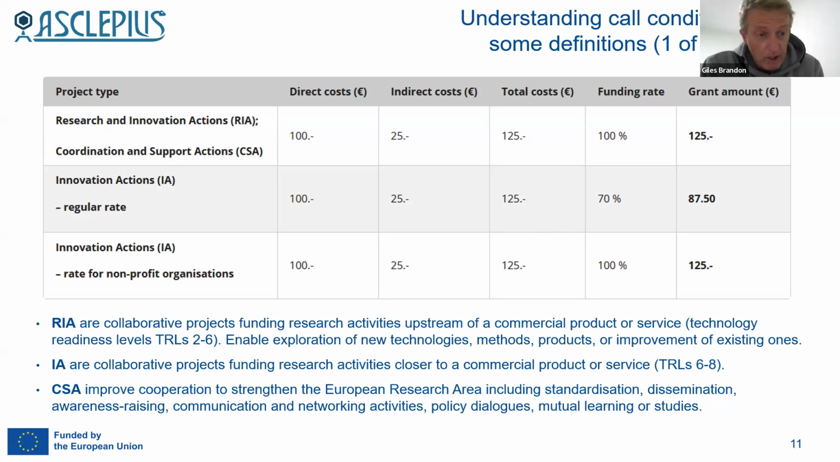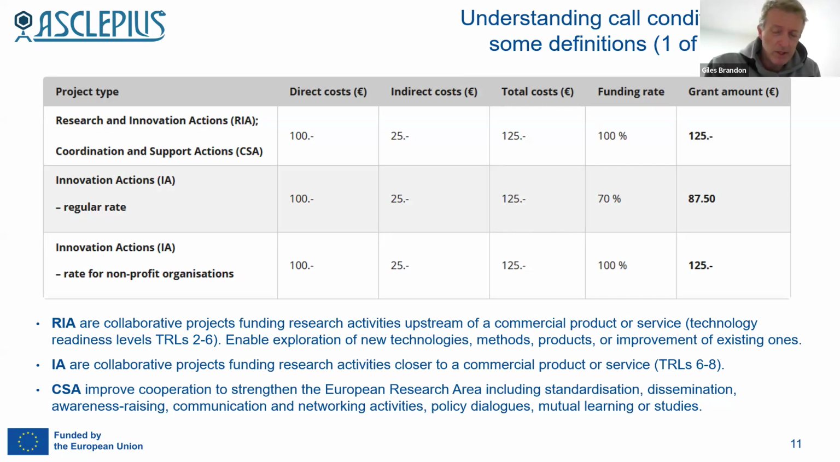Then the last row, innovation actions, where it says rate for non-profit organizations. This is the rate for universities and public research organizations. Here, rather like with RIA and CSA, the European Commission say the funding rate is 100%. So for 125 euros of total cost, you'll get 125 of grant.